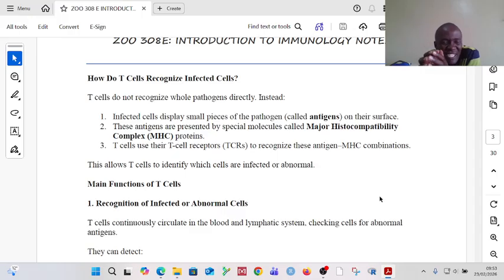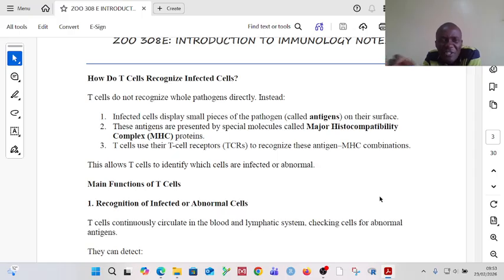But for the T cell to recognize that antigen, there has to be another special molecule which has to present that antigen to the T cell receptor. So for the T cell receptor to recognize it, the antigen from the pathogen has now to combine with a major histocompatibility complex protein before the T cell can recognize it.